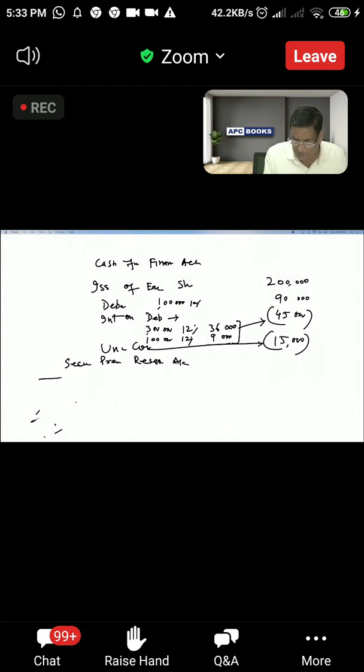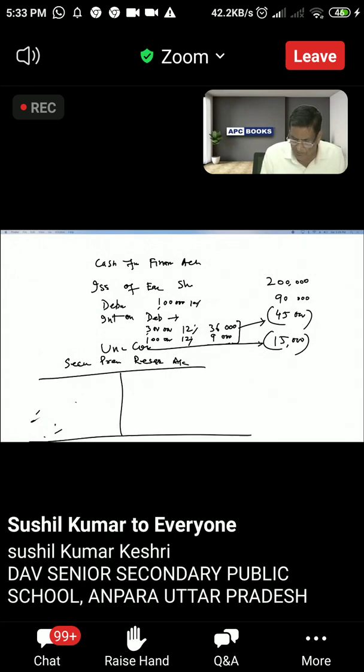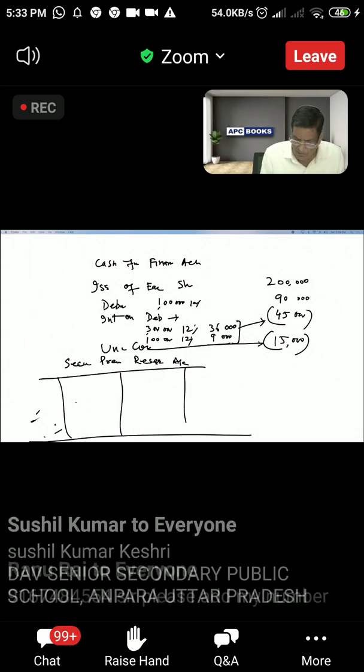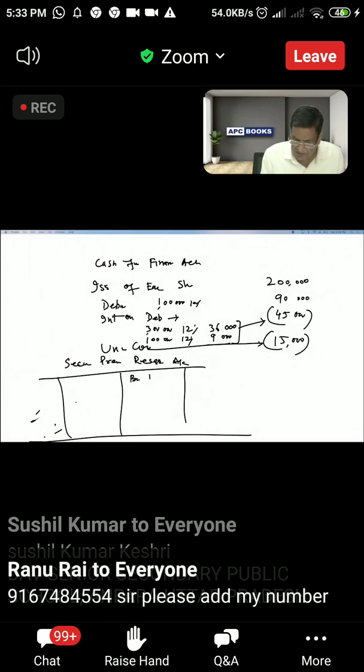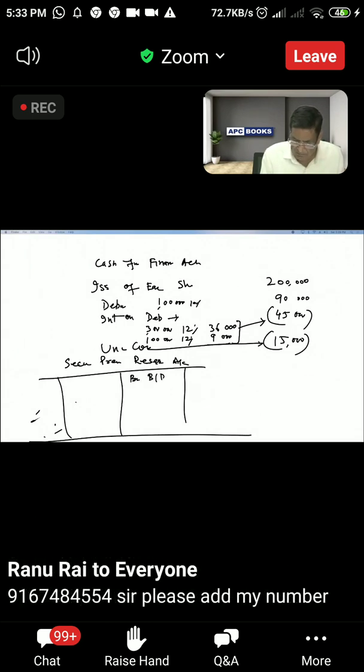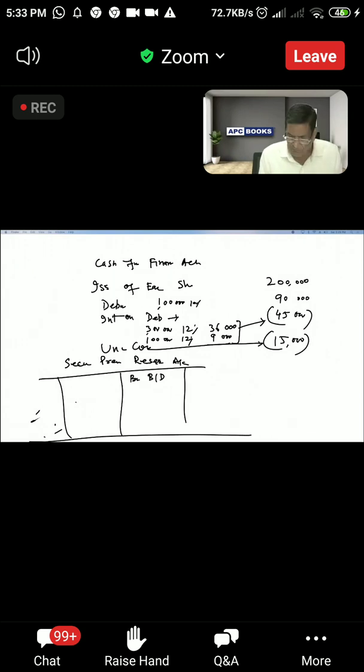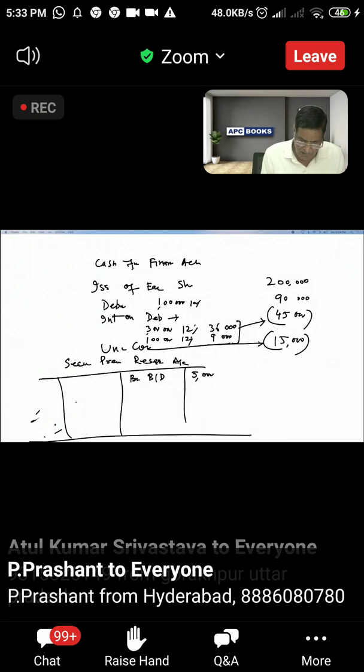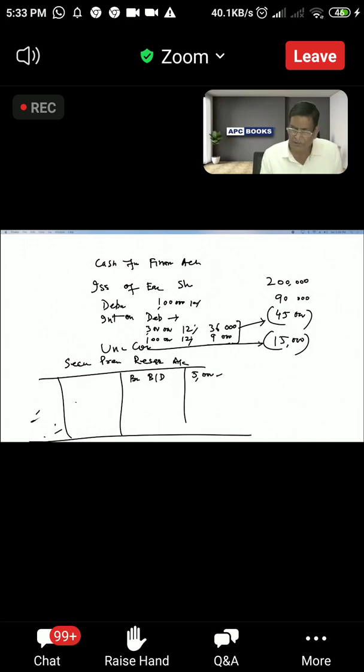Security premium reserve account. Buy balance BD 5,000. Opening balance of security premium reserve is of course 5,000. This is the opening balance.